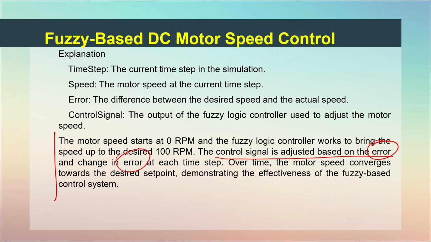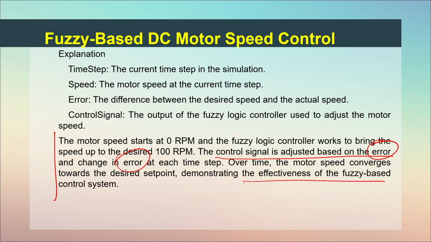Over a period of time, you can see that the speed of the motor will begin to move towards the point that we have set, that means our desired value. While we are simulating the environment, it is observed how effective the fuzzy rule based system is. You can easily understand the effectiveness of the system. So these things are needed: time step, speed, error, and finally the output, the control signal.